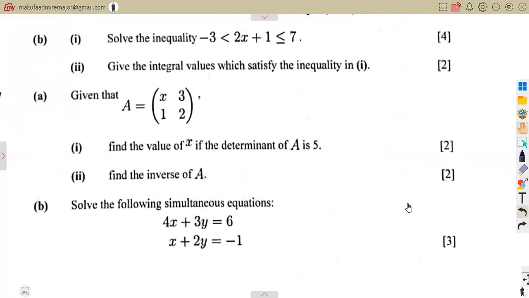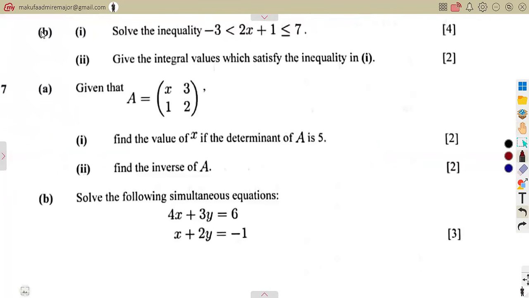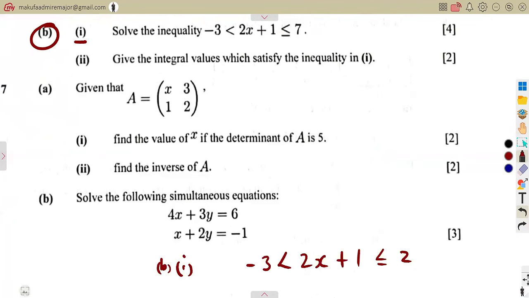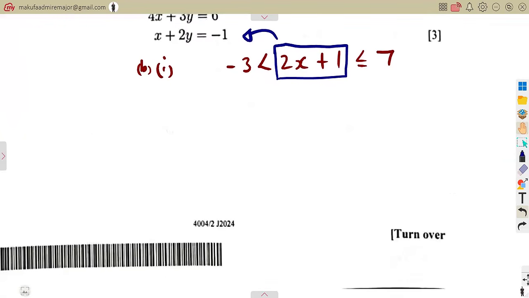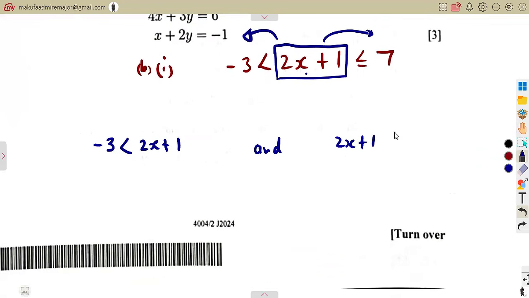All right. Item 2, item B, that is B item 1, you were given to solve this inequality: minus 3 is less than 2x plus 1, which is less than or equal to 7. You can read it from the middle expression. 2x plus 1 is greater than minus 3. And there's also an inequality of the same 2x plus 1, but it is less than or equal to 7. So there are two simultaneous inequalities.